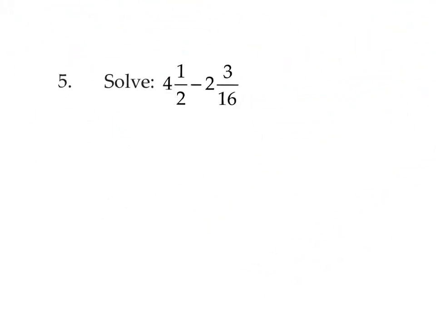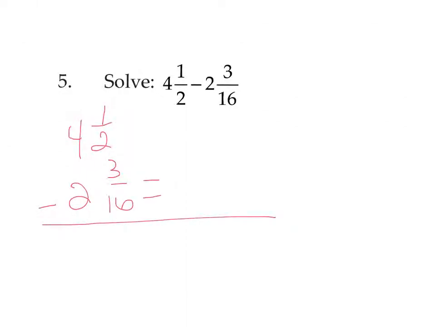All right, number 5 is subtracting mixed numbers. So we have 4 and 1/2 minus 2 and 3/16. And again, to add or subtract fractions, they have to have a common denominator. You can leave the whole numbers and just change the denominators. The common denominator for 2 and 16 is 16. It's the smallest number that they both go into. So now we have to change the numerator. 16 times 1 is 16, so this one doesn't need to be changed. It's just going to be 3.